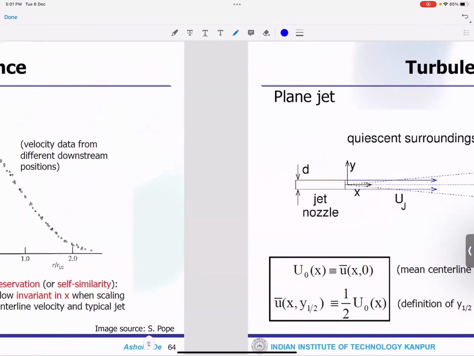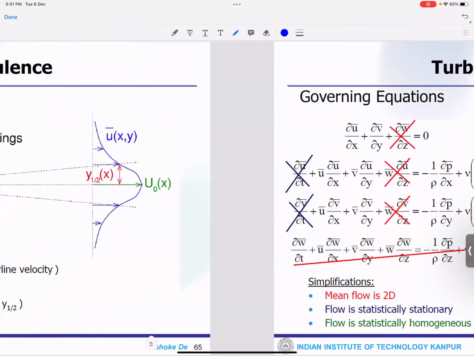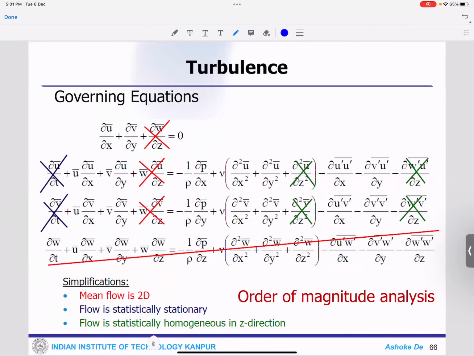Now this is a planar jet profile, and you can see how the profile looks. So I just give you an example here. How would you handle this kind of situation? Analytically, one can do some simplification. You can have a mean flow field in two dimensions, statistically stationary, and statistically homogeneous in the z direction. Then you simplify different terms here. As you see, all these terms are simplified, and finally, whatever terms are left over, you use order of magnitude analysis to find out the solution.